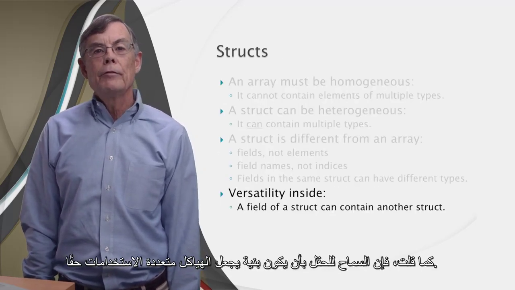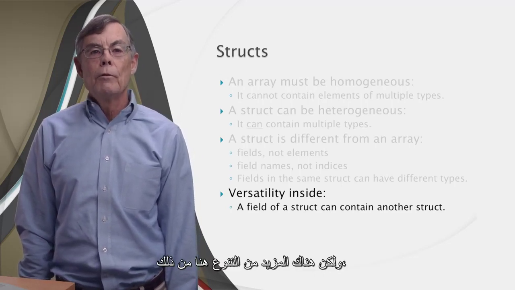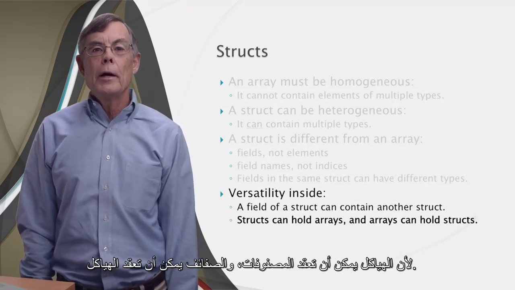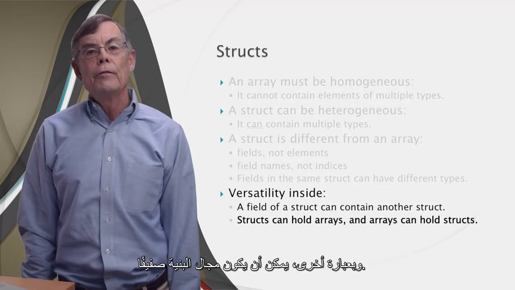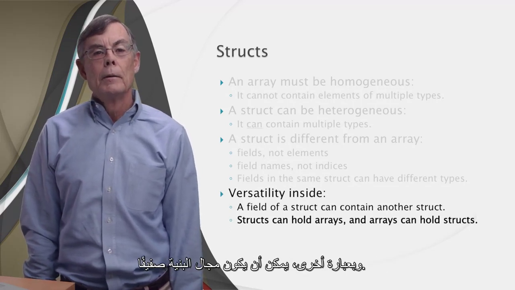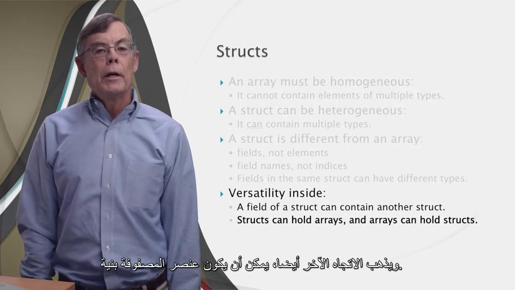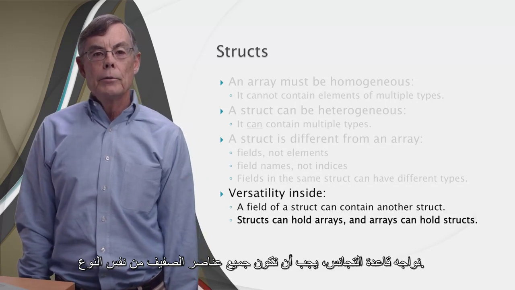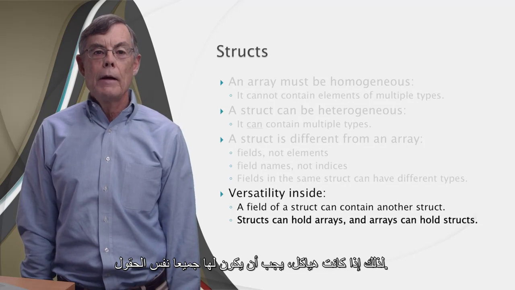As I said, allowing a field to be a struct makes structs really versatile. But there's more versatility here than that, because structs can hold arrays, and arrays can hold structs. In other words, a field of a struct can be an array, and it goes the other way too. An element of an array can be a struct. But in that direction, we encounter the homogeneity rule. All array elements must be of the same type. So if they're structs, they must all have the same fields.